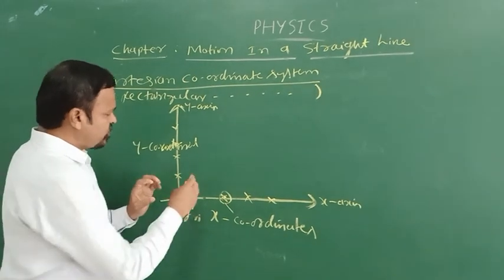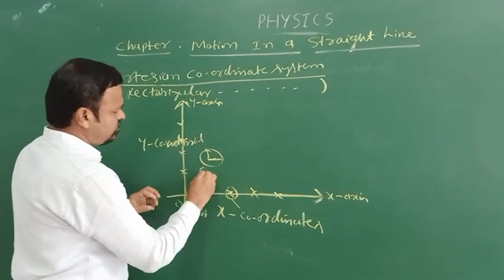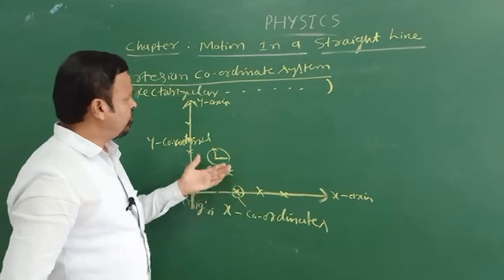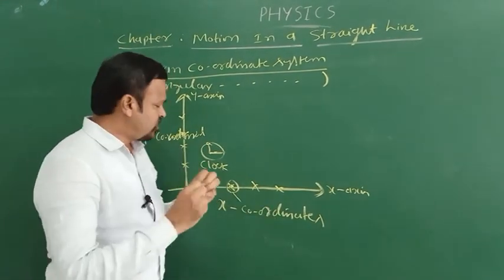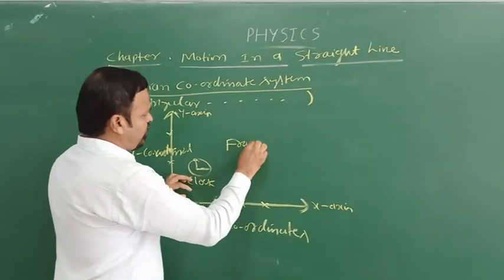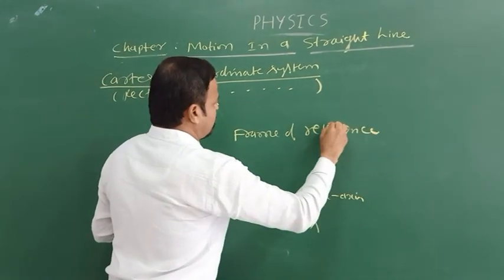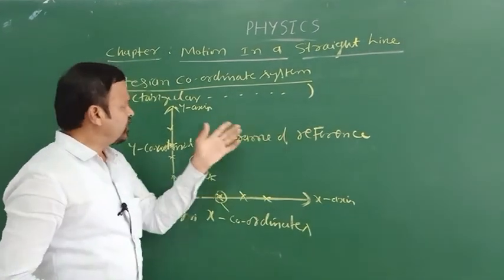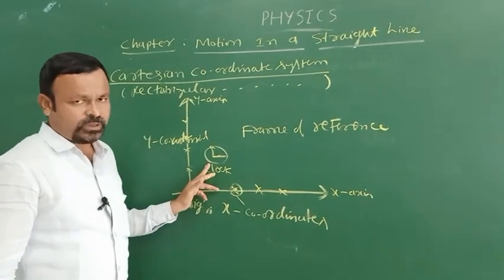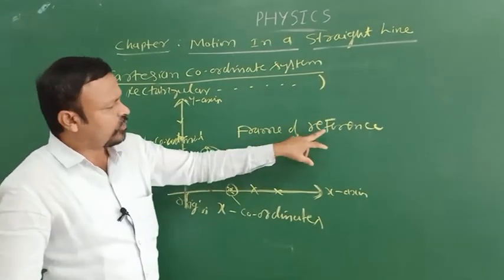Suppose you fix a clock here, then we can measure the time also. So if you want to measure time, you just fix the clock. Then this is called a frame of reference. So what is a frame of reference? It is a Cartesian coordinate system along with a clock. If you fix a clock to a Cartesian coordinate system, then that is called a frame of reference.